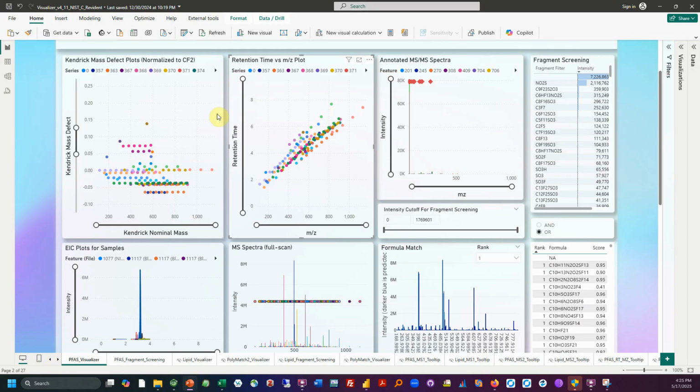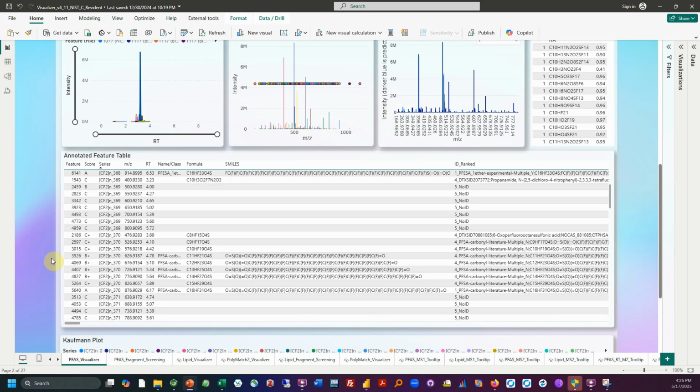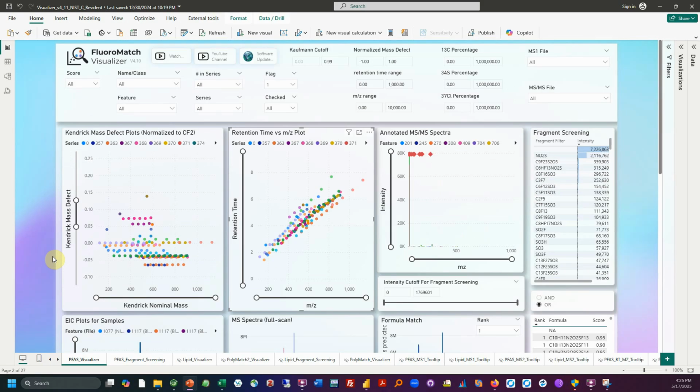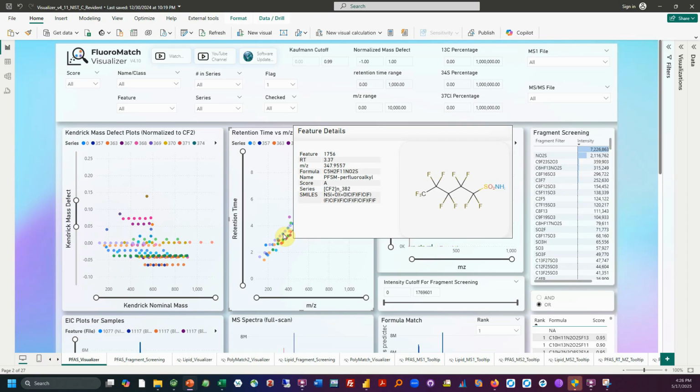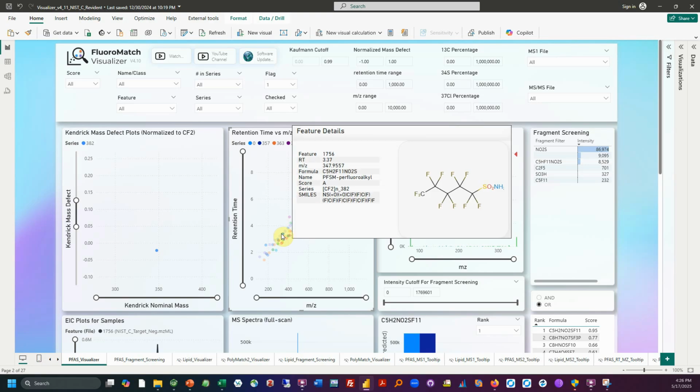Now I want to briefly go over the FluoroMatch visualizer, which will also help you with other software and platforms if you're not using FluoroMatch, to show you how we would use MS/MS. In this visualizer platform, I filtered to just the annotated compounds, and so we can select a certain compound. In this case, you see it has an SO2NH2 at the end. I can click that, and indeed, based on the structure, if you see the far right, it gives you the type of fragments you would expect.